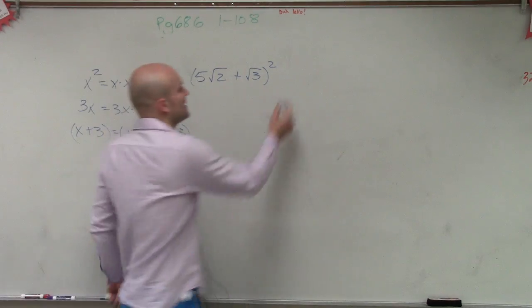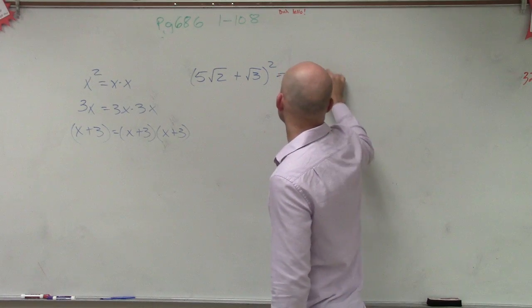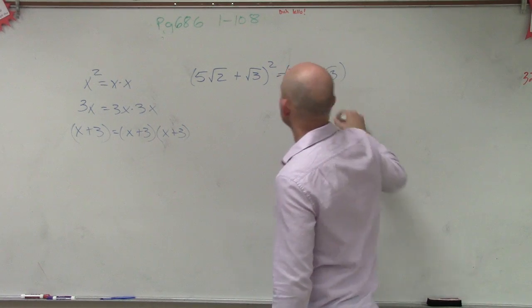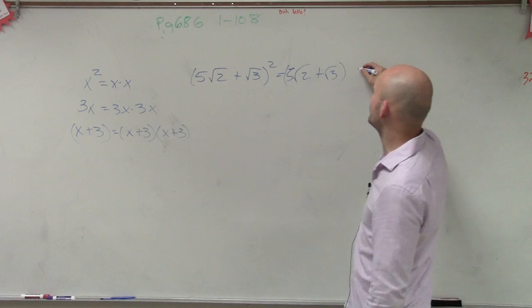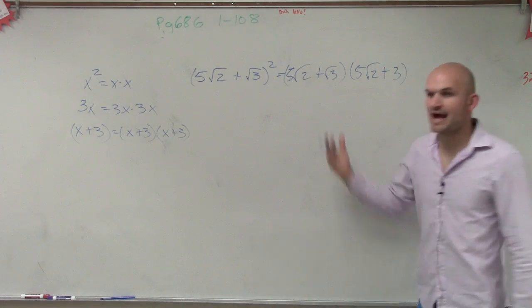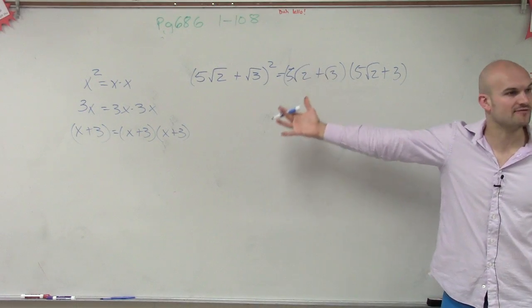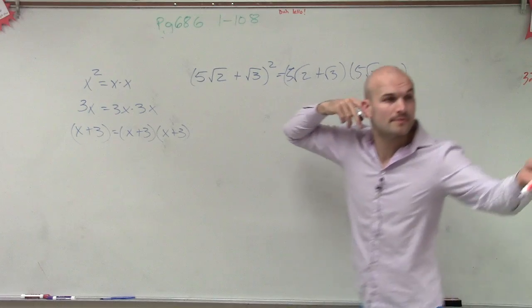So I have to make sure that when I'm squaring this, you don't have to rewrite it, but you have to understand it's 5 times square root of 2 plus square root of 3 times 5 square root of 2 plus 3. And when we have a binomial times a binomial, you have to either apply FOIL or the box method. I'm sorry?